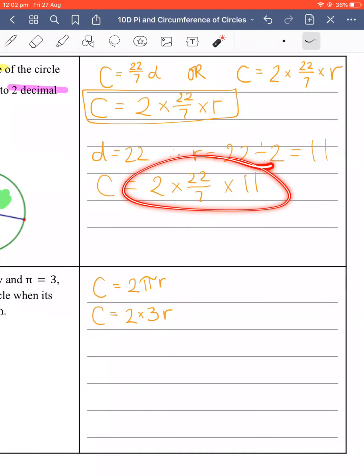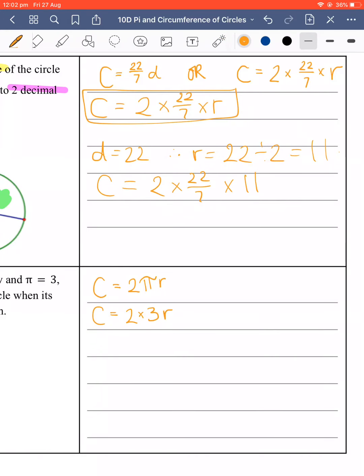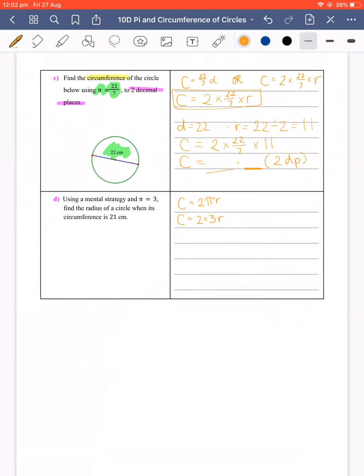Once I put all of this into a calculator, I will get my answer, and I need to make sure that I do it to 2 decimal places. So make sure again that you have it to 2 decimal places, so you have your number and then only 2 numbers after it. I'll pop that one in a little bit later. I don't have my calculator on me.